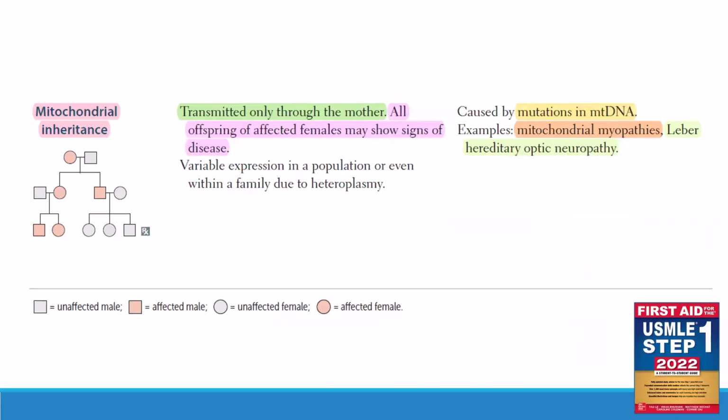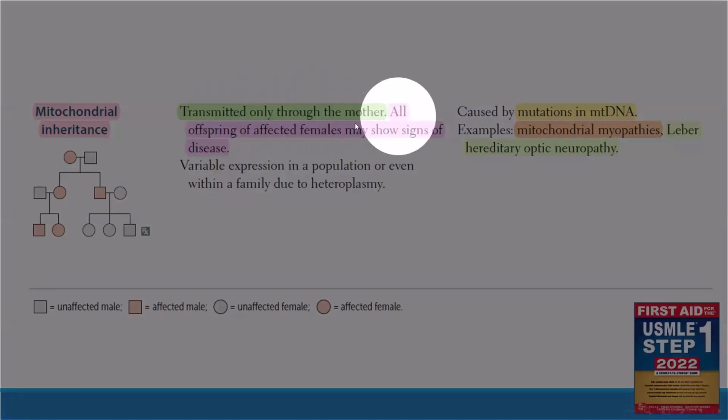In mitochondrial diabetes, this is transmitted only through the mother, as I mentioned. If the mother is affected, 100% of the children will be affected. If the father is affected, none of the children will be affected. We have a lot of diseases inherited by mitochondrial inheritance, like mitochondrial diabetes mellitus, mitochondrial myopathy, Leber hereditary optic neuropathy, and it is a mutation in the mitochondrial DNA.